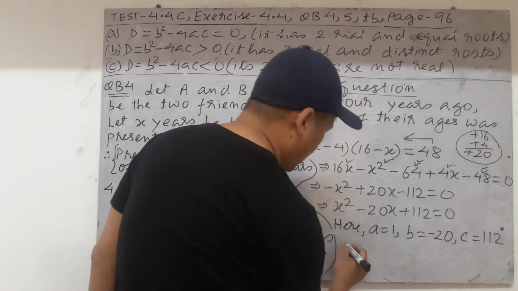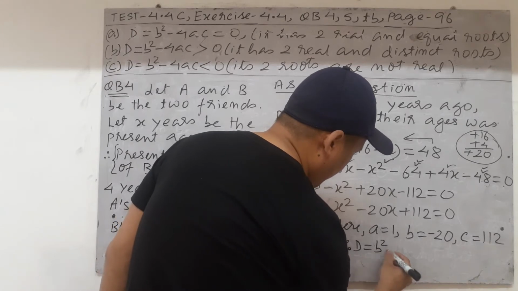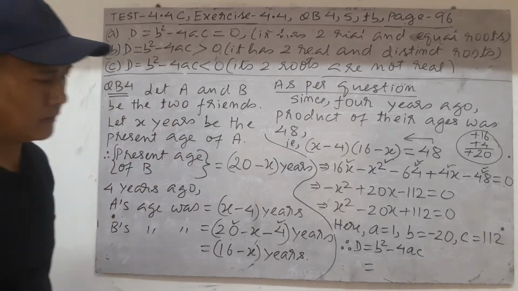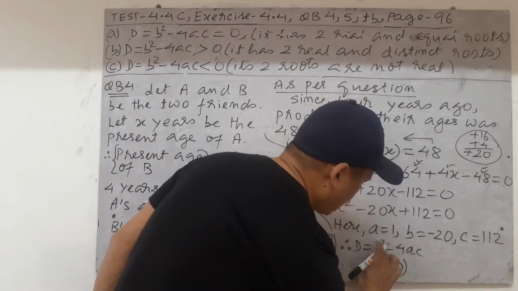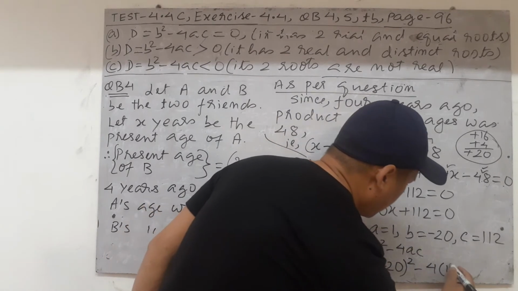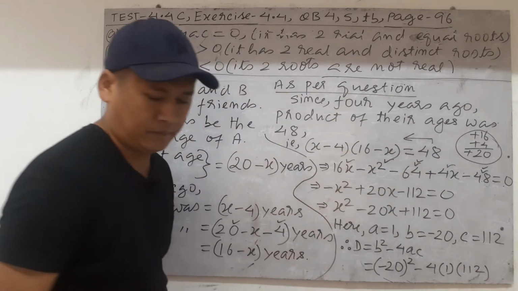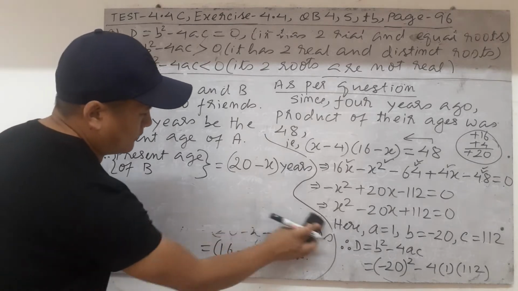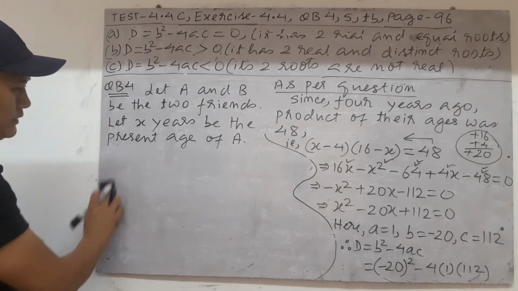So D is equal to b squared minus 4ac. We'll find that first. b is here minus 20, so we write minus 20 in a bracket because there's a square here, the whole thing squared, minus 4 into a. So a is here 1, and c is here 112. Let's continue solving. We won't need this part again, so I'll just write that.